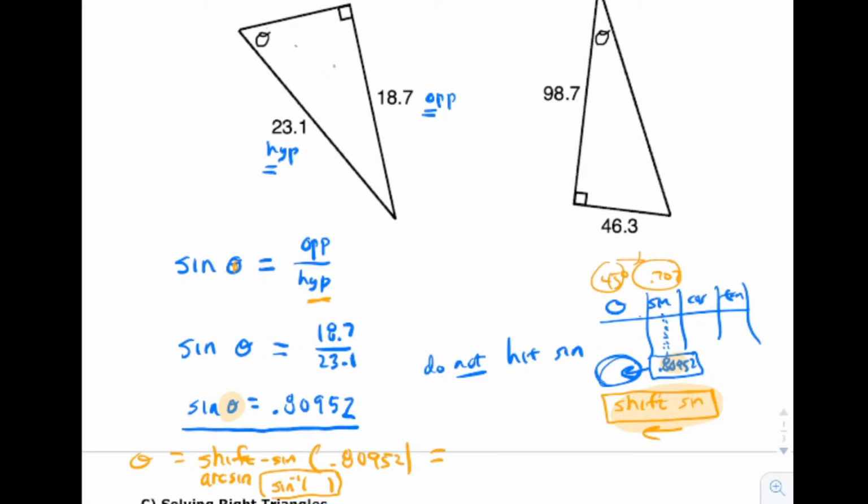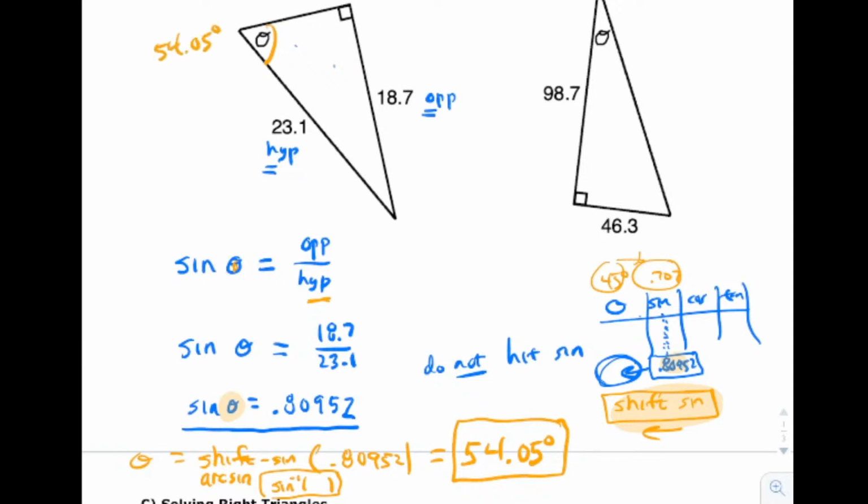So I'm going to do that now. I'm going to go shift sine. Then I put the 0.80952 in there. And then when I hit equals, it tells me the answer. And this makes a lot more sense. 54 point, I guess I can go 2 decimal places. 54.05 degrees. Doesn't that look a little better?